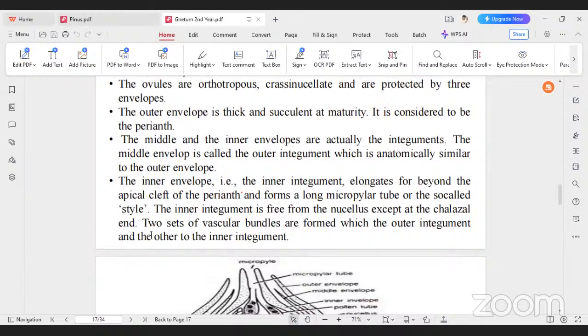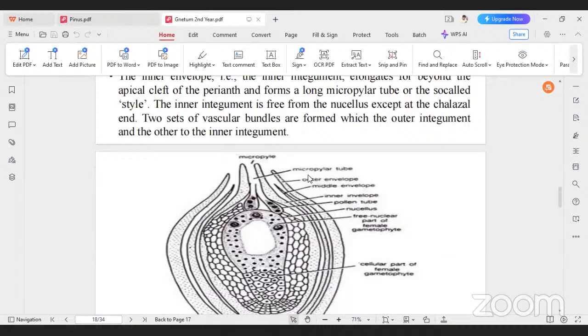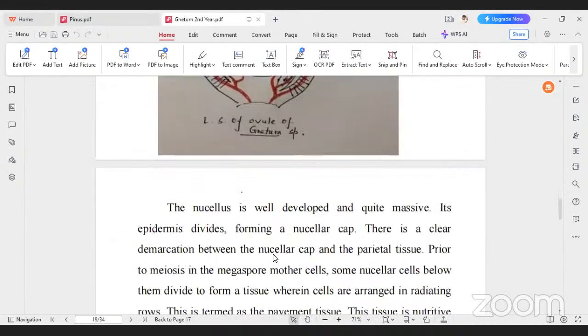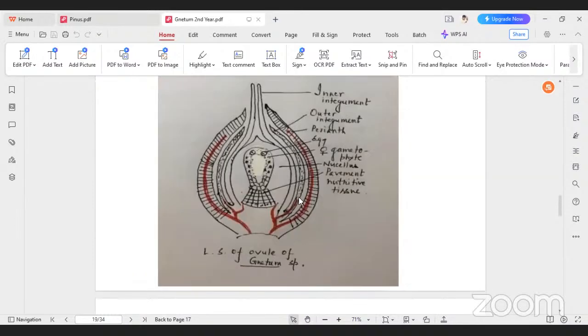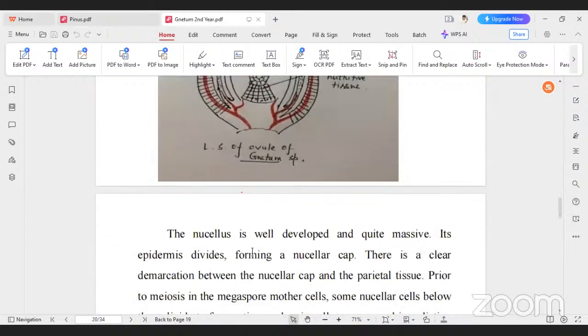Two sets of vascular bundles are formed. Let's see diagrammatically. Here is the micropylar tube, the outer envelope, middle, inner. This inner one extends in a region like this. This empty gap is called the micropylar tube. Inside, this is all integument: outer, inner, middle. If you separate the integument, the rest of the place is called the nucellus.